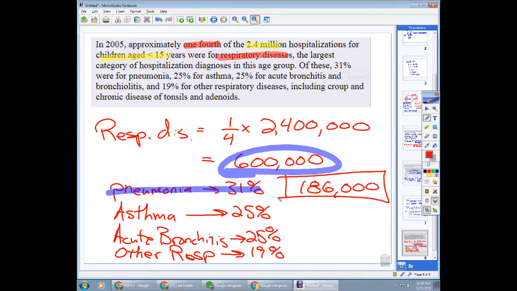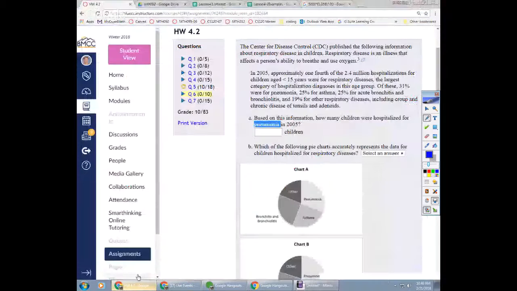So the trick there was I had to note that only a quarter of them had respiratory. So it's a quarter of the 2.4 million, and then 31% of those had pneumonia. That was the first tricky part. The next tricky part was looking at those graphs and trying to figure out which is the right one. So help me do that. I found that a bit difficult myself.